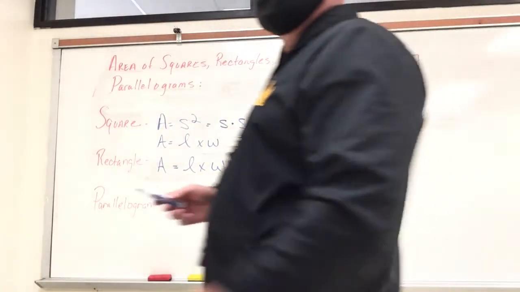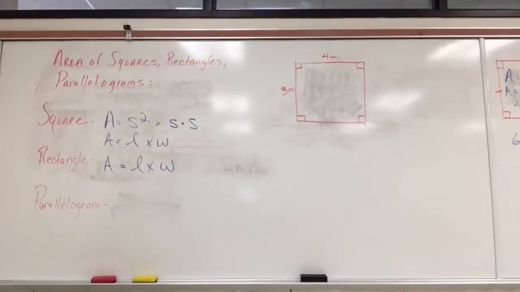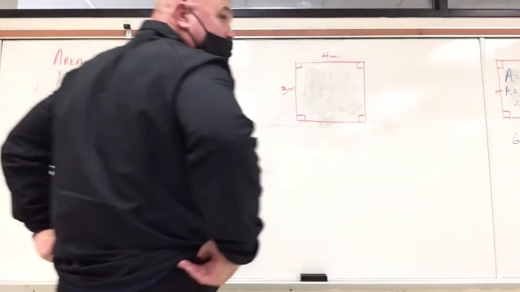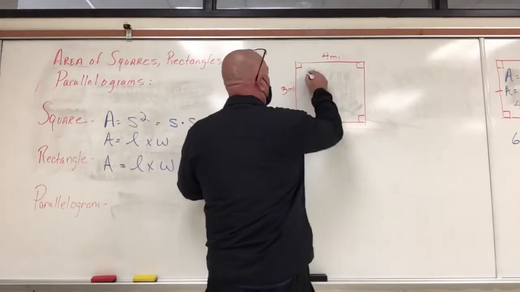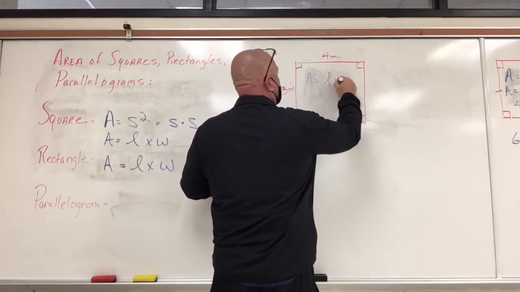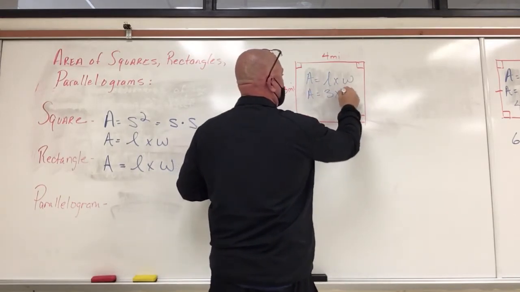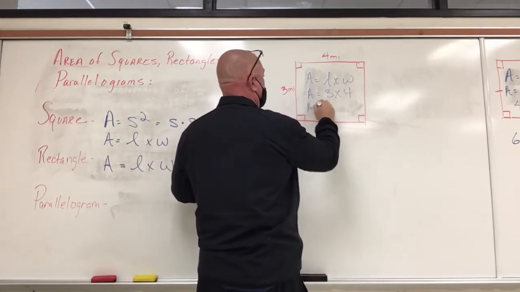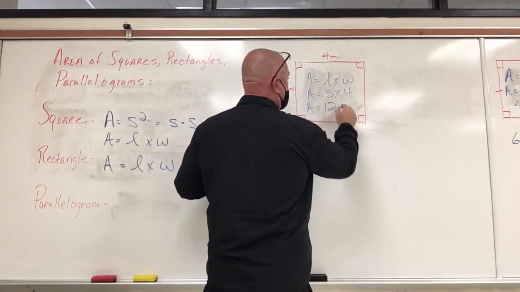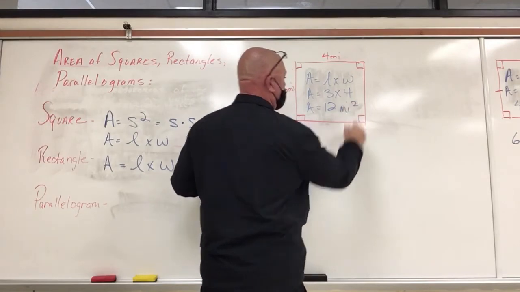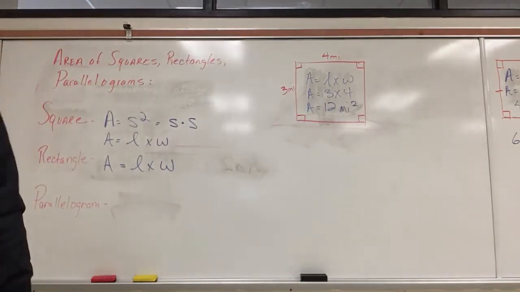Okay? In my 29 years of teaching, I've had people that tried to spend hours at a time trying to figure out which one's the length and which one's the width. You don't have to worry about that. I know the area is length times width. I know the area is equal to 3 times 4. And 3 times 4 is what? 12. And it would be miles squared. Okay, so that would be the area of that rectangle.